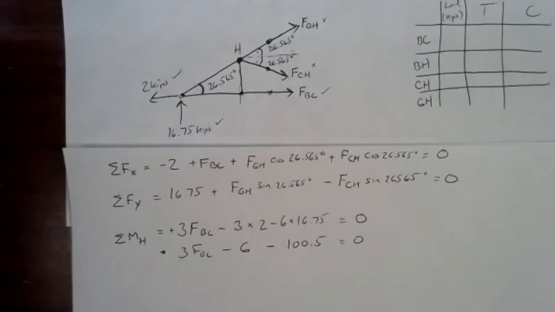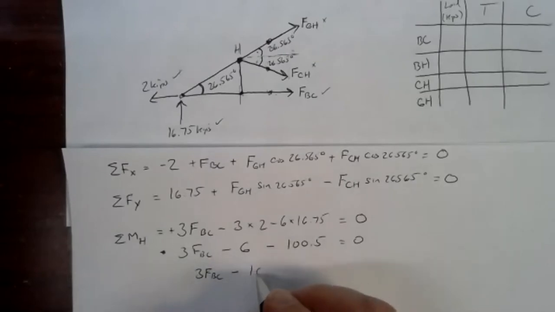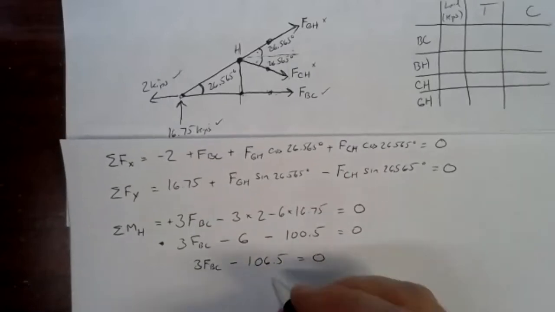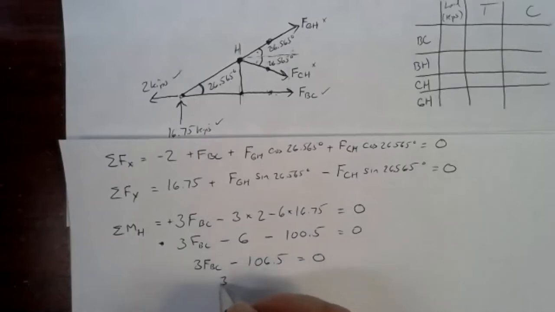That equals 0. So 3 FBC minus 106.5 equals 0. And adding 106.5 to both sides, we get 3 FBC is 106.5. Dividing both sides by 3, we get 35.5.